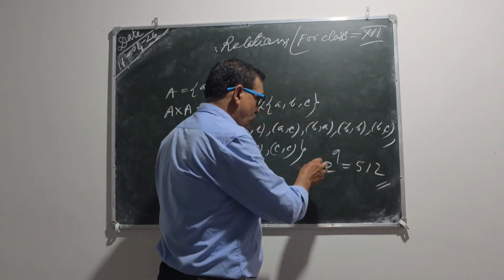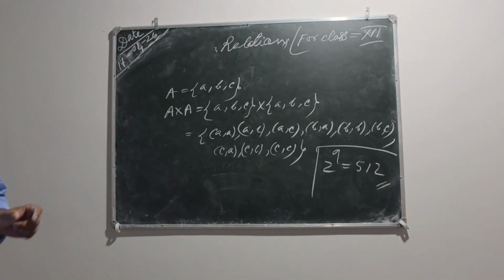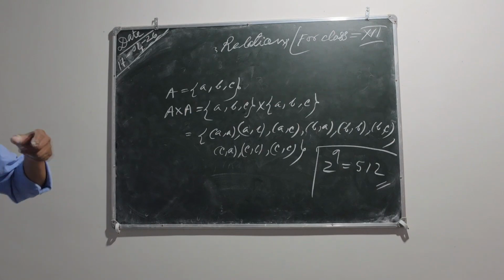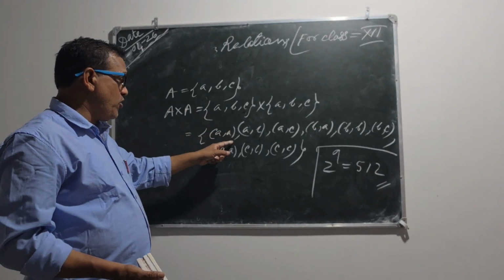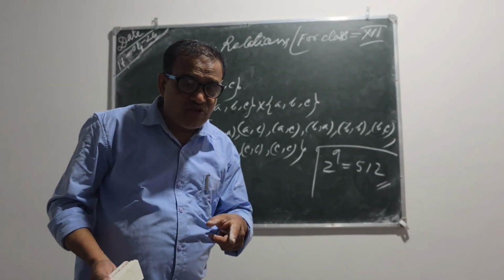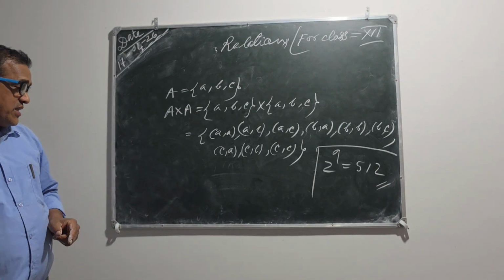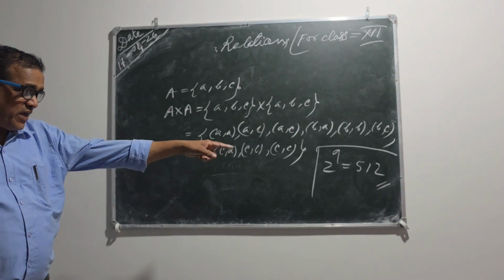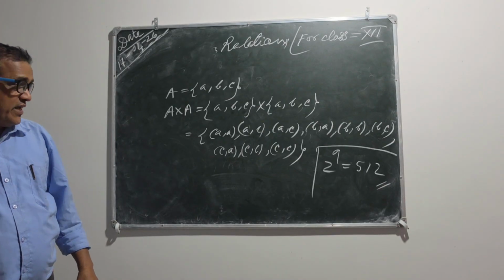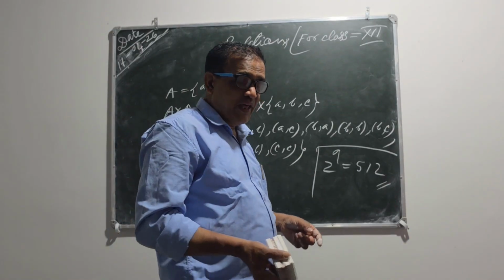512 relations. So all the relations may not be applicable for us, but according to the definition of the relation, we can establish the number of different types of relations. So all the possible subsets of A cross A will be one special type of relation. So the total number of relations will be here 512 relations. Then among them there are some special types of relations.